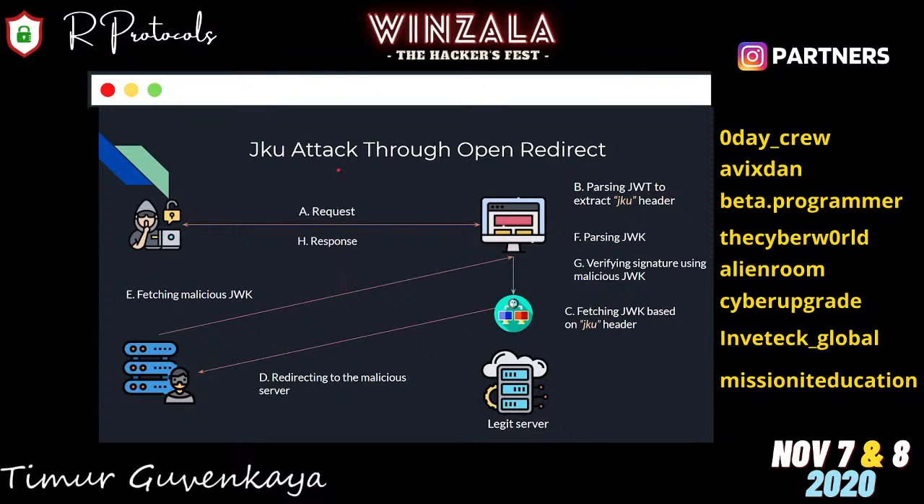So let's see how you can attack JKU through an open redirect. You're going to send a request with your malicious JKU combined with an open redirect. The application is going to extract the JKU header and try to fetch it from the legit server, but unfortunately, because of the open redirect, it gets redirected to the malicious server with the JWK. It's going to fetch our JWK, verify the signature using our public key, and send the response back.